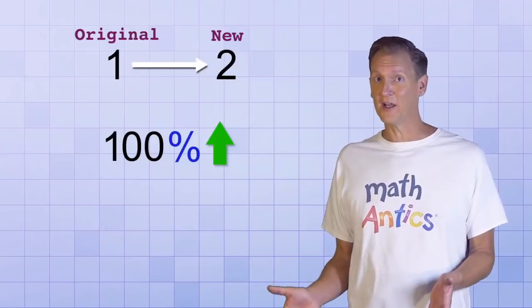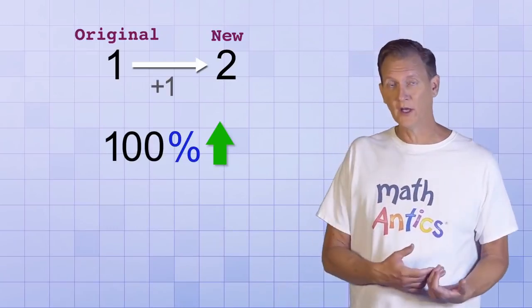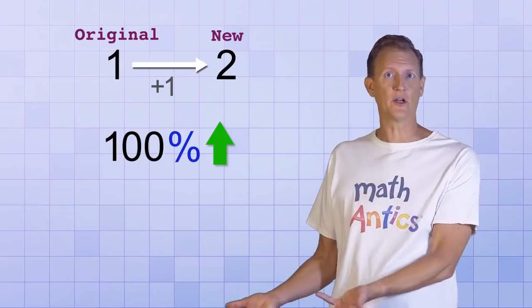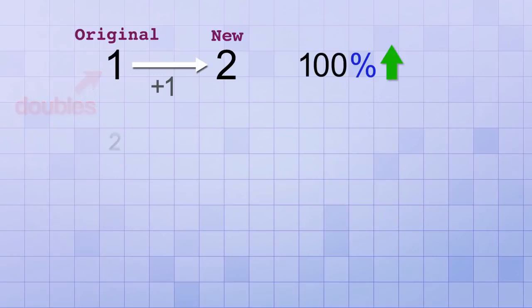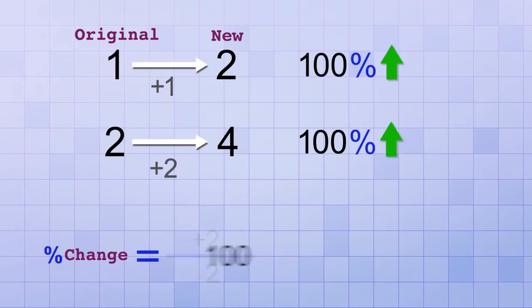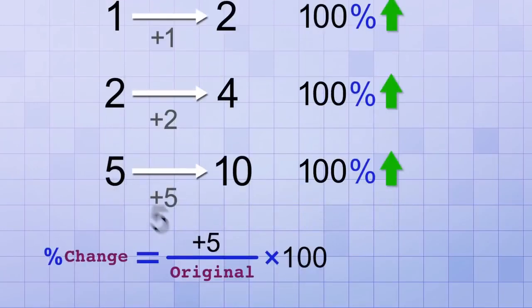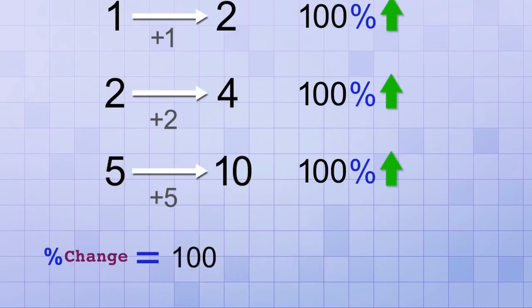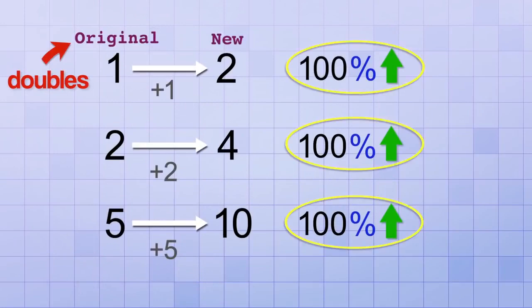That may seem kind of odd, but it makes total sense if you think about it. If you have 1 and then you get 1 more, you're gaining 100% of what you started with. And that's true anytime the original amount doubles. If you start with 2 and get 2 more, for a total of 4, the increase is 100%, because 2 divided by 2 times 100 is 100. And if you start with 5 and then get 5 more, for a total of 10, the increase is 100%, because 5 divided by 5 times 100 is also 100. So anytime the original amount you have doubles, it's an increase of 100%.